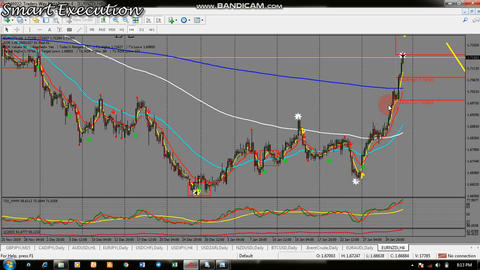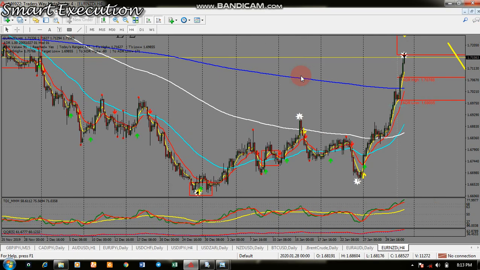So we are looking for a pullback. Like I said, you're looking for a pullback, so these guys should cross, and then they will continue going up a bit until they create a nice pattern, then they'll go down. So it's an obvious setup that is coming on our Euro NZD.